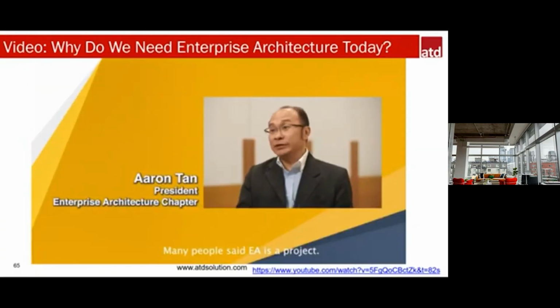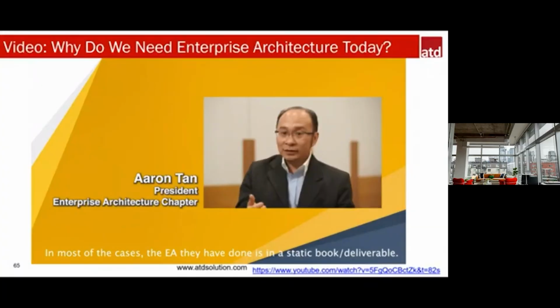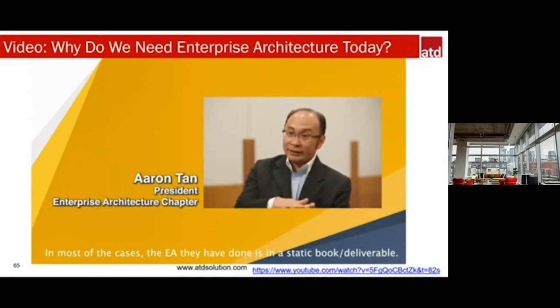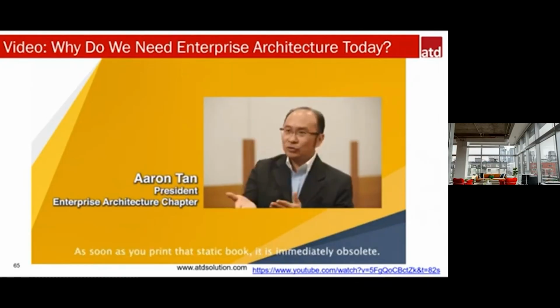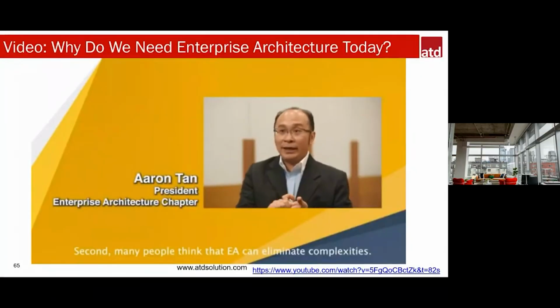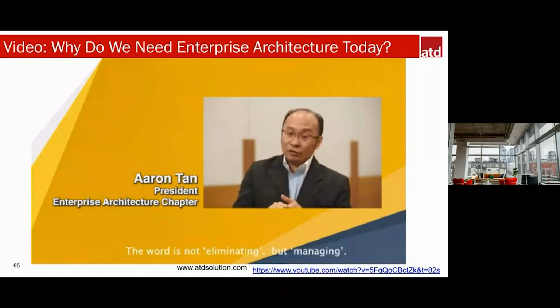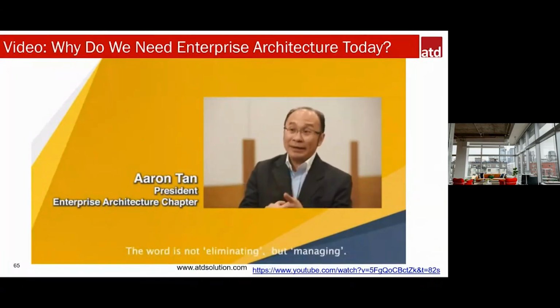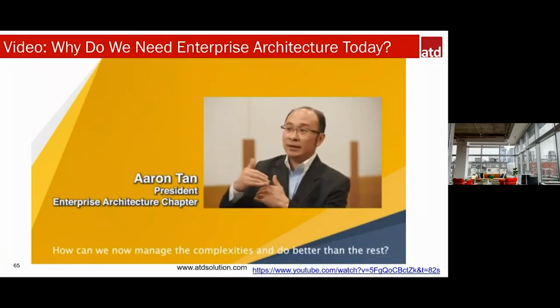Many people say EA is a project. I have done my EA 3 years ago, here is the proof, right? And in most cases, the EA that they have done is a static book, a static deliverable. As soon as you print that static book, it is immediately obsolete. The second part, many people think EA can eliminate complexity. The fact is it's not eliminating, but managing. How can we now manage that complexity and do better than the rest?